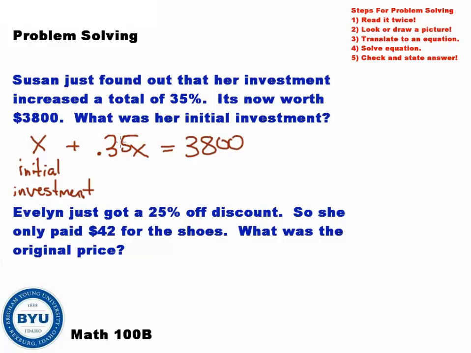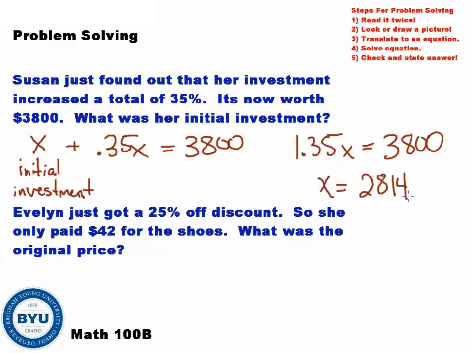So X plus 0.35X, well, that's 1.35X. And that equals 3,800. We take 3,800 and divide by 1.35 to find out that her initial investment was about $2,814.81. That's what she initially put into it, and now it's gone up that much amount.